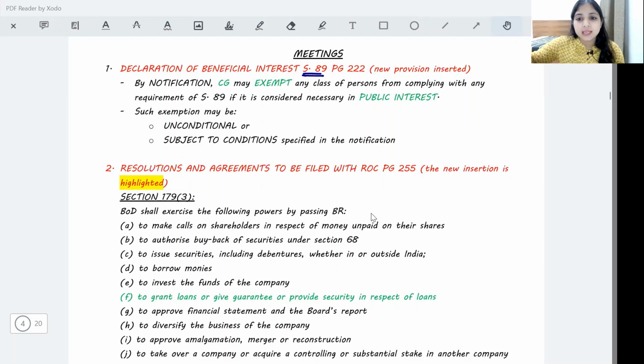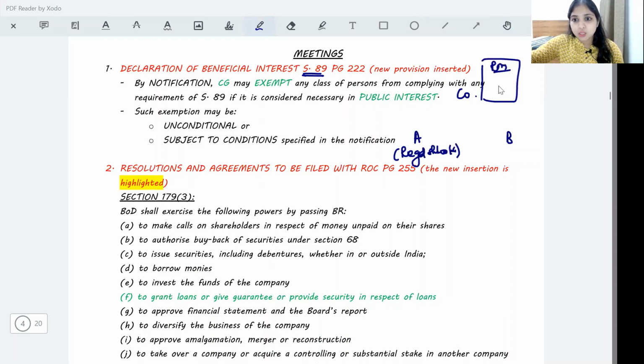In simple words, let us say we have two persons, Mr. A and Mr. B, and we have a company. Mr. A is a registered shareholder of the company. That is, if you look at the company's register of members, you will find Mr. A's name. Even though Mr. A is a shareholder of the company, the person who is actually enjoying the benefits of these shares is Mr. B. So when this happens, we'll call B the beneficial owner, right? We'll say Mr. B has beneficial interest.